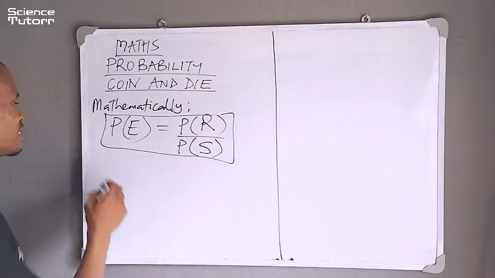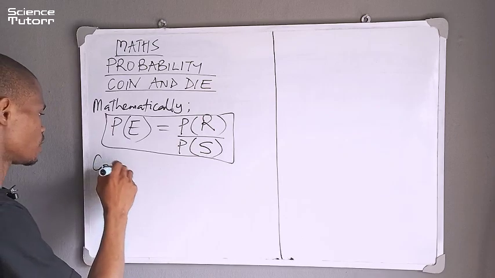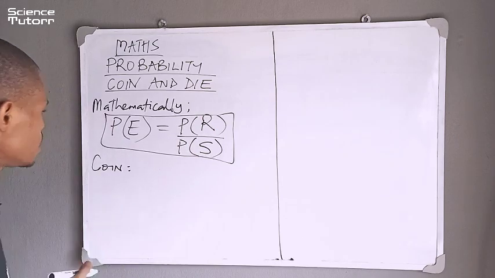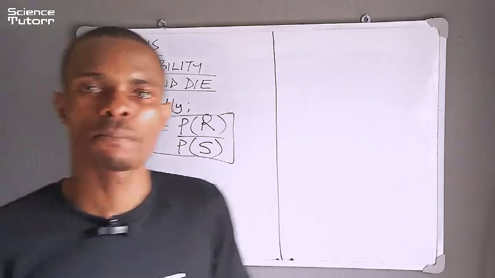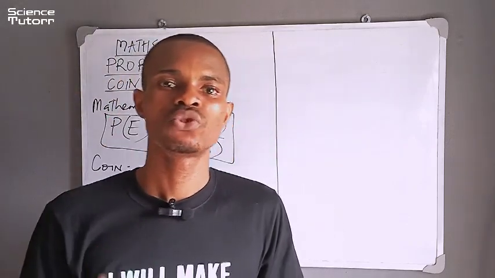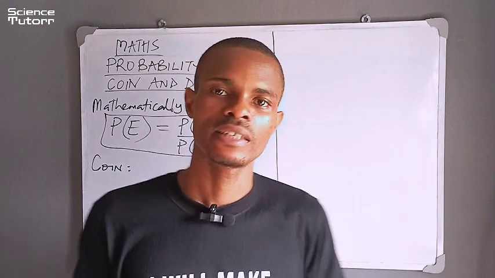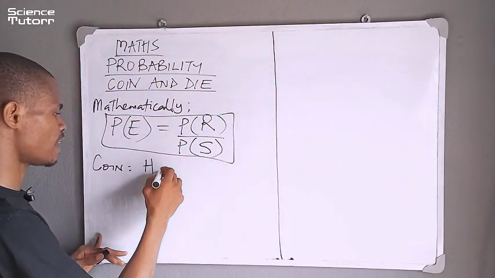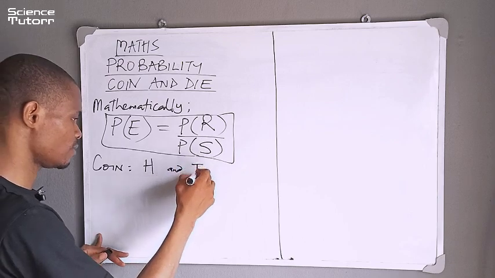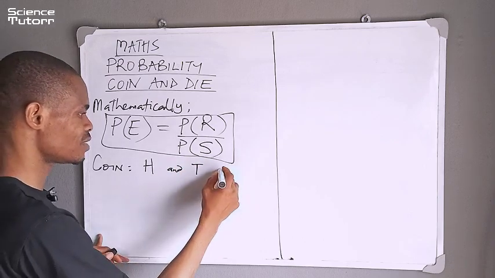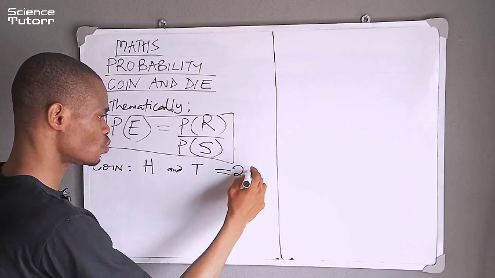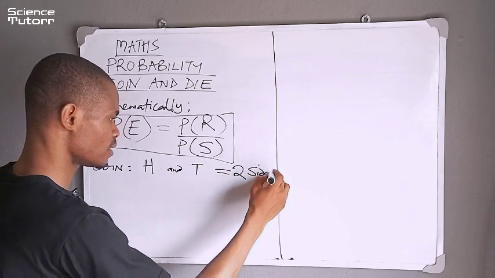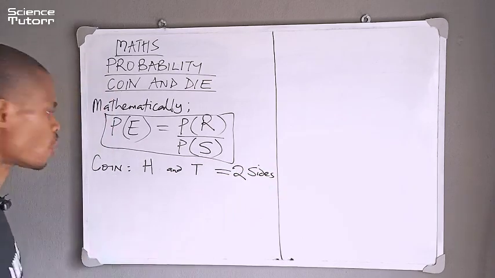Now considering the coin, let's start with a coin. A coin simply has two sides. It has a head and a tail. So for a coin, we have the head and a tail. It simply means we have two sides, either a head or a tail. That is for one coin.